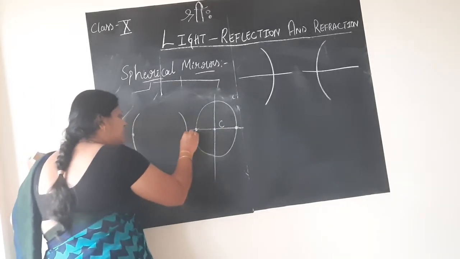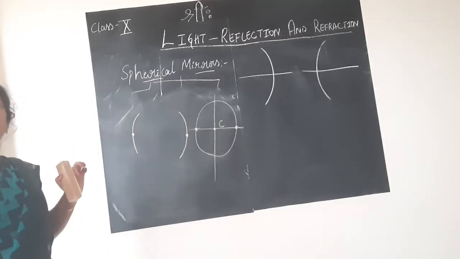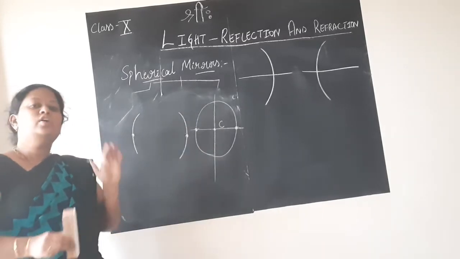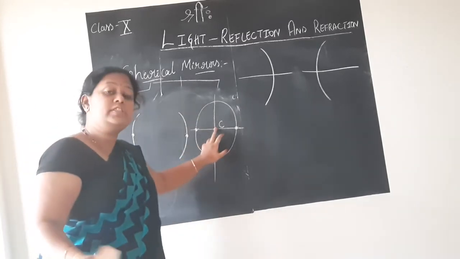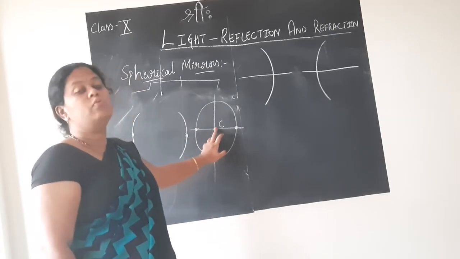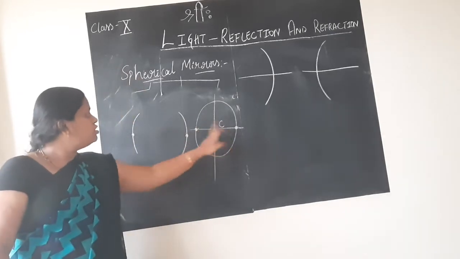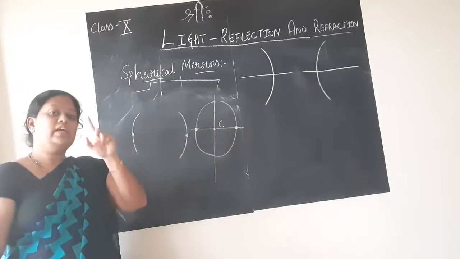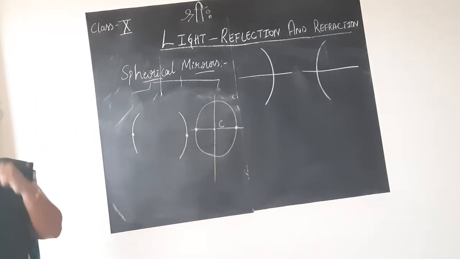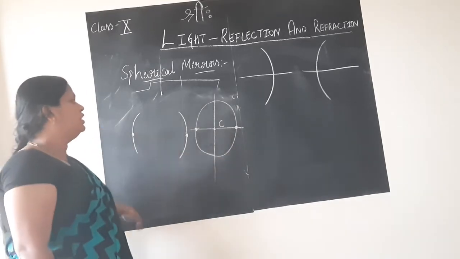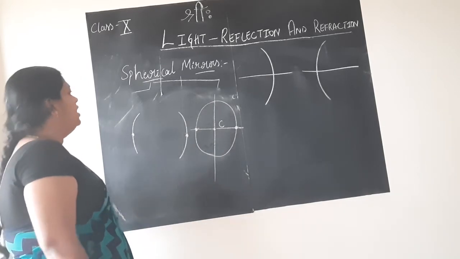that becomes the center for this concave and convex mirror. So, the center of the sphere is different, whereas the centers of these convex and concave mirrors are different. Please understand that, okay? This is one thing you will have to keep in mind.